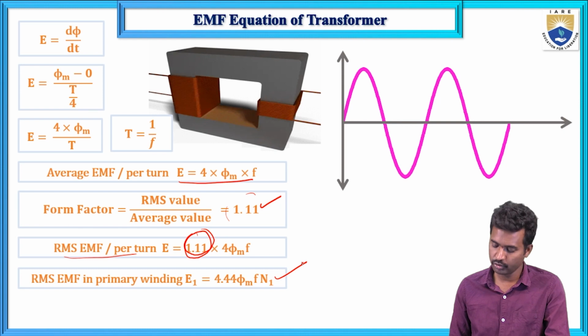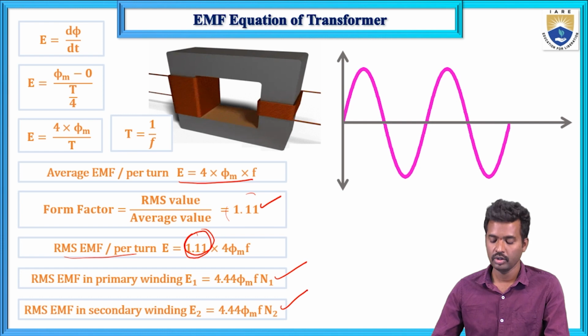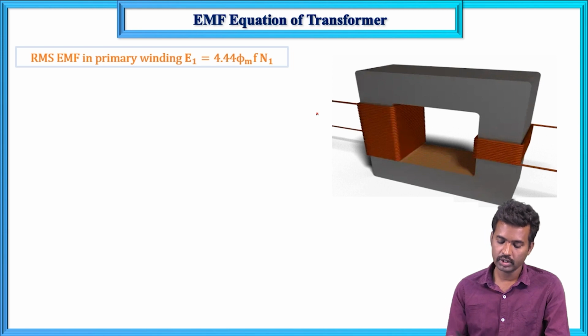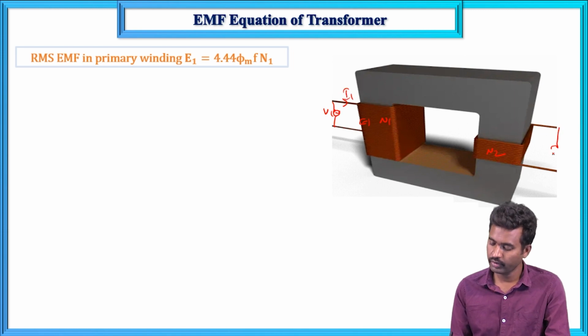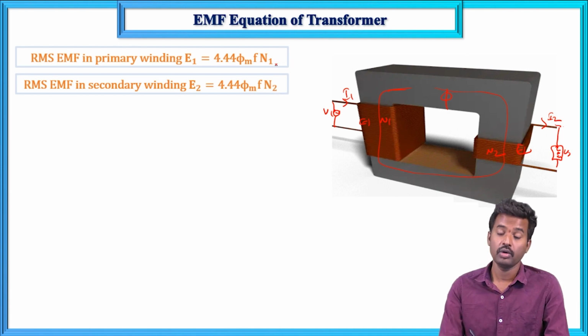And this one is the transformer primary winding induced EMF, and the transformer secondary winding induced EMF. Now this is V1, N1, N2, E1, I1, V2, load, and I2. This is E2. This is the flux. Now the primary winding induced EMF and secondary winding induced EMF are 4.44 phi m f into N1 and N2.